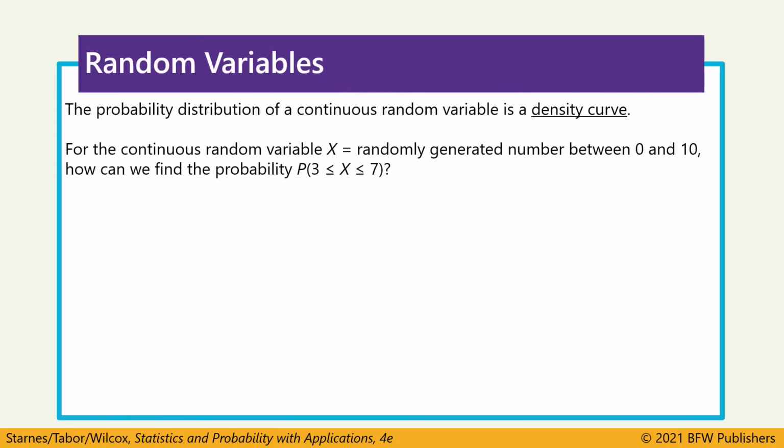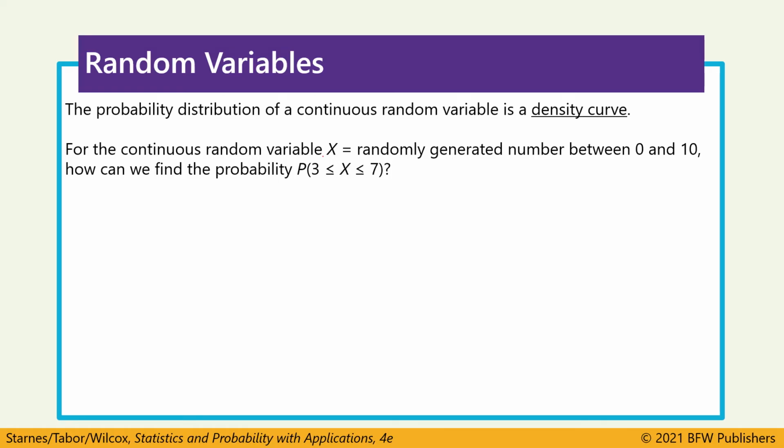The way we solve problems involving a continuous random variable is with a density curve. Now, we've used density curves before. The most common one is the standard normal curve that we've seen and used with that Z table. However, not all distributions are normal, and sometimes we have to make our own density curves.